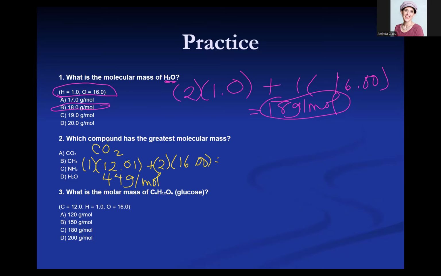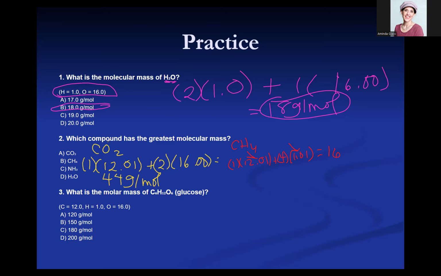We have CH4. 1 carbon times 12.01 plus 4 times 1.01, because carbon has a mass of 12, hydrogen has a mass of 1. This gives me a mass of 16. So far, carbon dioxide is the one that has the highest.